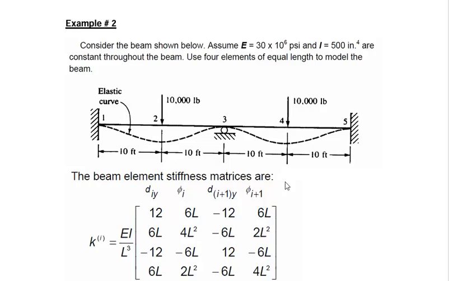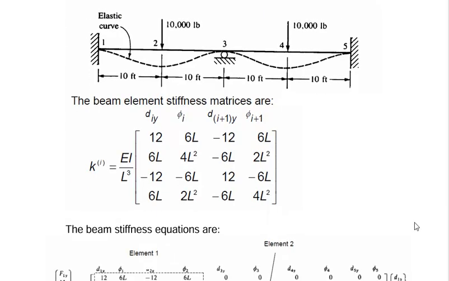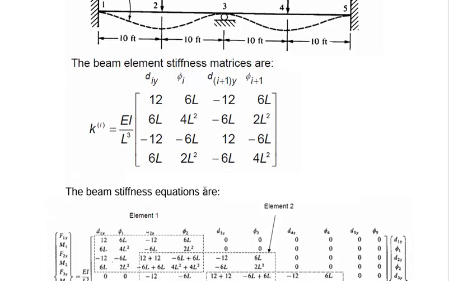So let's see how this can be solved. This matrix is the element stiffness matrix, and there are 4 elements. The numbers are not written here, but this is element number 1, this is 2, this is 3, and this is 4. You may write them down, and each element has the same length, 10 feet. E is same, I is same, so we don't have to write down the element stiffness matrix 4 times. Rather, it is written just once.